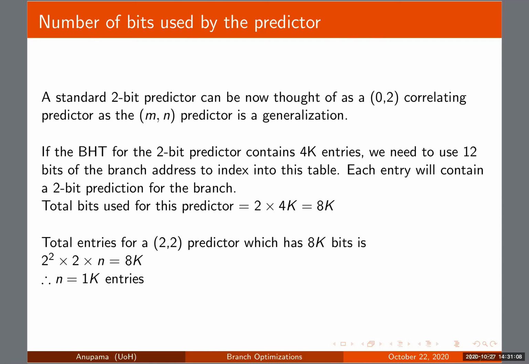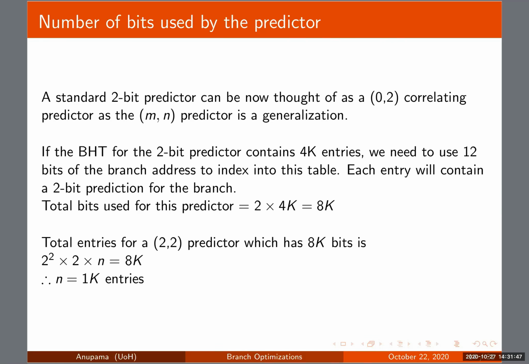Now, if instead of using a regular 2-bit predictor, we want to use a (2,2) predictor whose overall number of bits will be 8K only, then how many entries do we need in the table of that predictor? That is what this calculation is about. Because when you are comparing one predictor with another predictor, we should compare them such that they have the same number of bits. And then we see what the accuracy is. Otherwise, it's an unfair comparison.